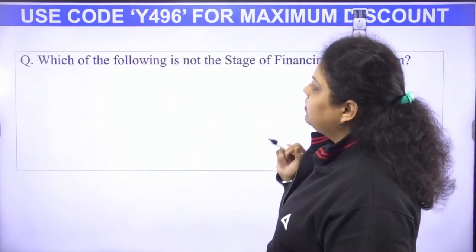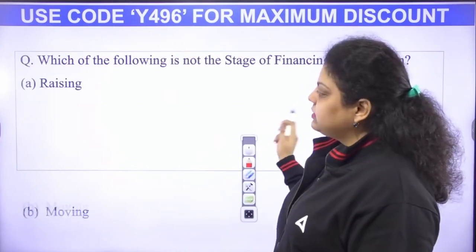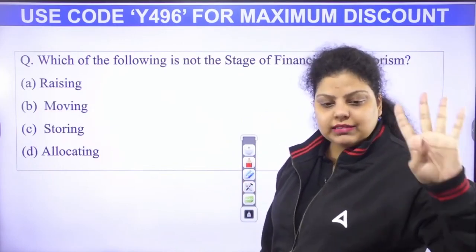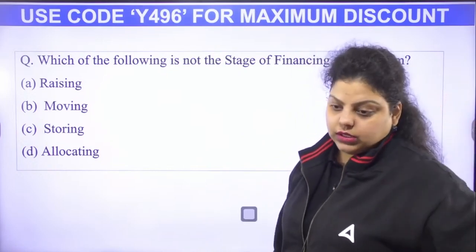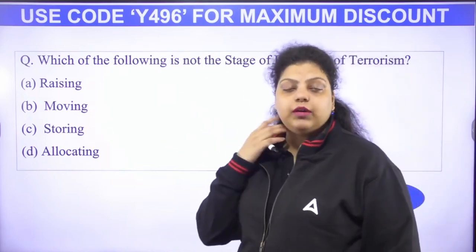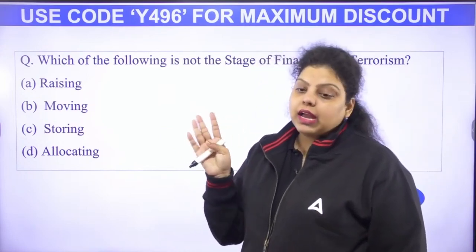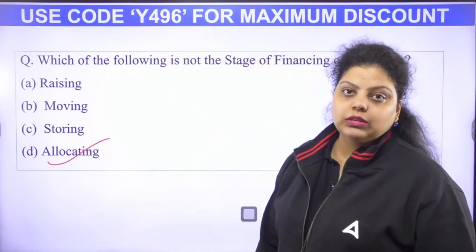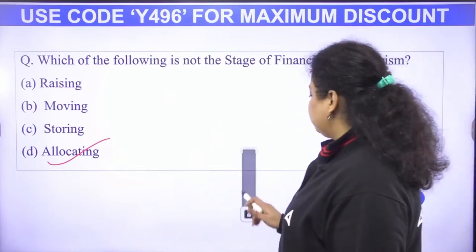Now, the next question we have: which of the following is not a stage of financing of terrorism? There are 4 stages in front of you. We know money laundering has 3 stages, financing of terrorism has 4 stages, right? The options are raising, moving, storing and allocating. First we have discussed you have to raise the money, then you have to move money from one location to another, then you have to store money, and the fourth, you have to use that money. So it's very obvious, allocating is not a stage of financing of terrorism. So the right answer will be option D. Okay, the right answer is D.